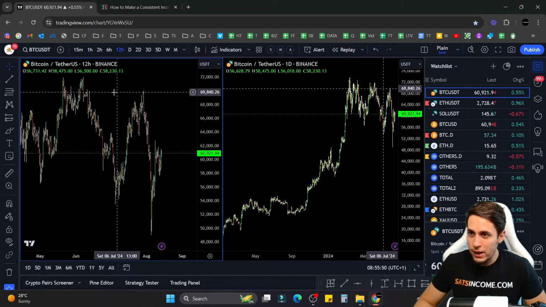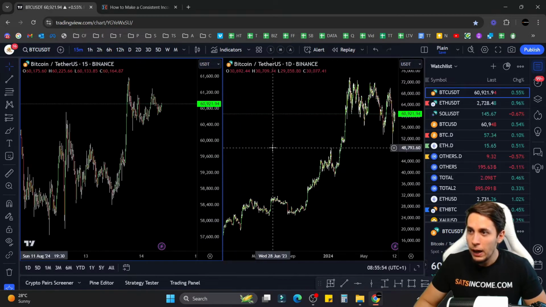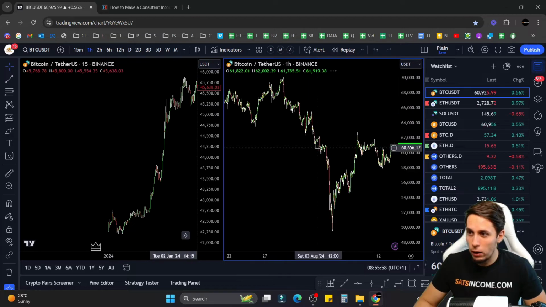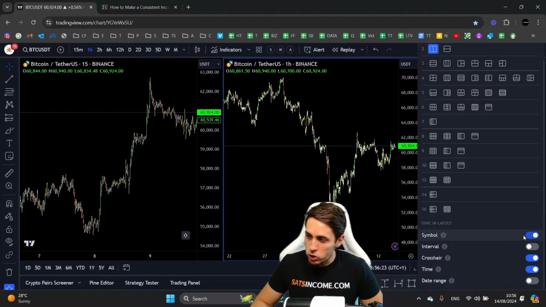Now, on the left side right here, you have to select the window and switch to the 15-minute time frame. And on the right side right here, you have to select the window and switch to the 1 hour time frame. Then we're gonna open this feature one more time and you have to make sure that you have the symbol enabled, interval disabled, crosshair enabled, time enabled, and date range disabled.